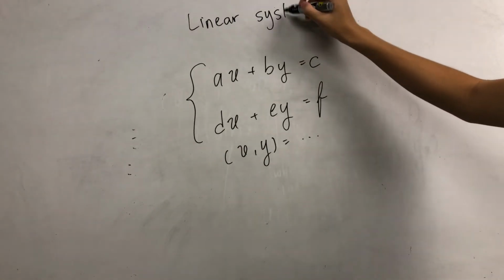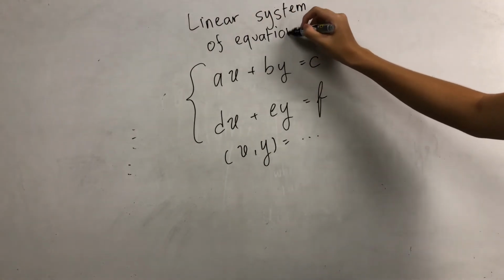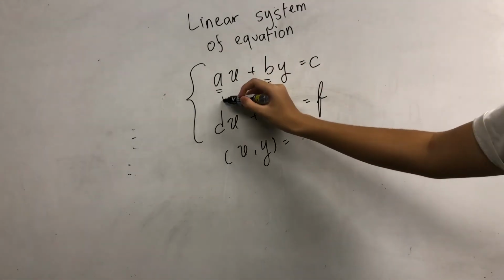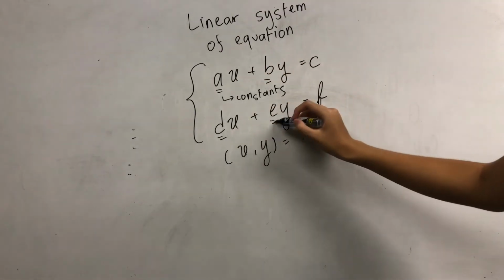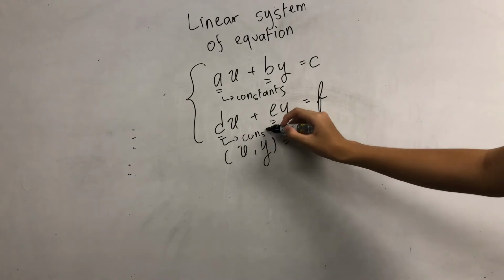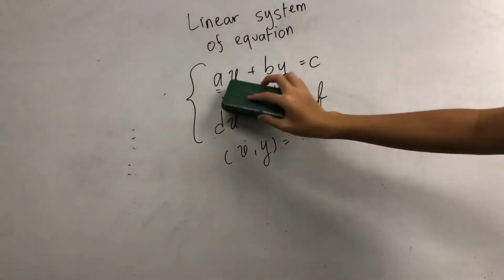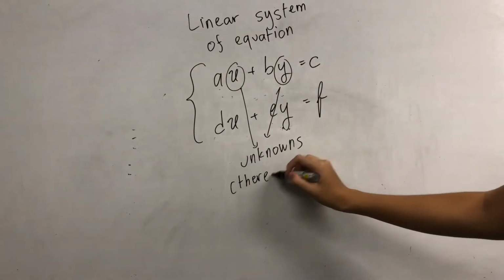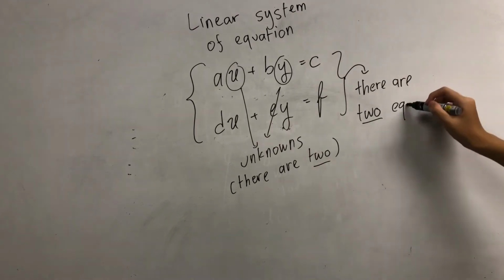A use of matrices is that they can help solve linear systems of equations. That is, there are no exponents, functions, or multiplying variables. Another requirement the system has to meet is that there are as many unknown variables as there are equations.